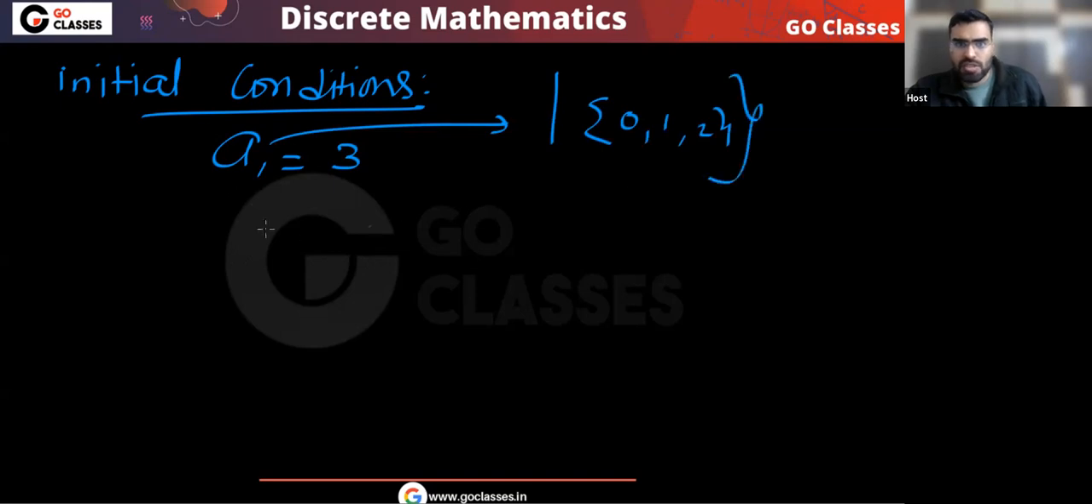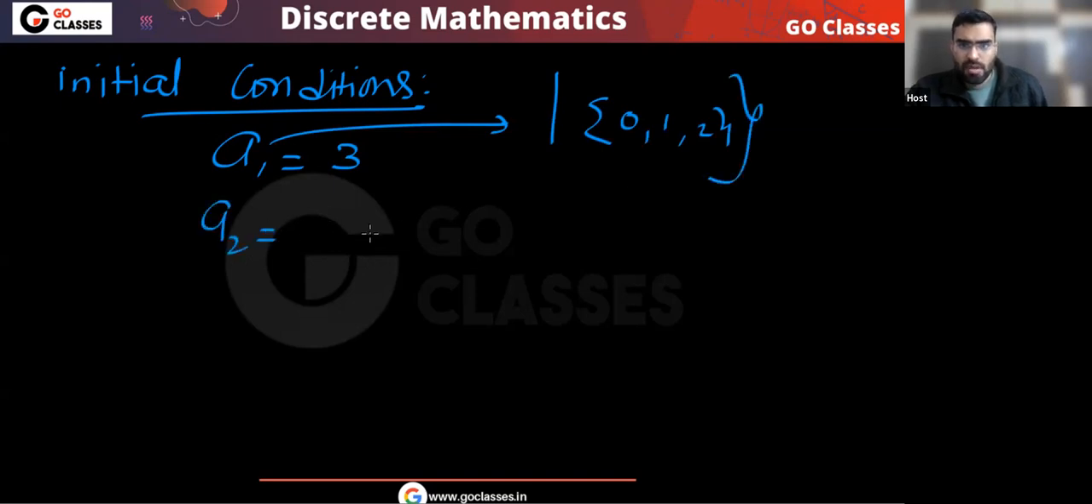What are the initial conditions? Can anyone tell me? The initial conditions are very simple. What is a_1? a_1 is 3. You can just check: 0, 1, 2. So this is 3.